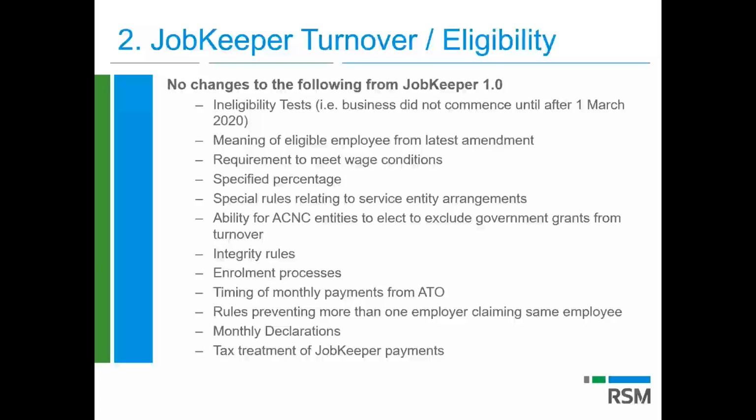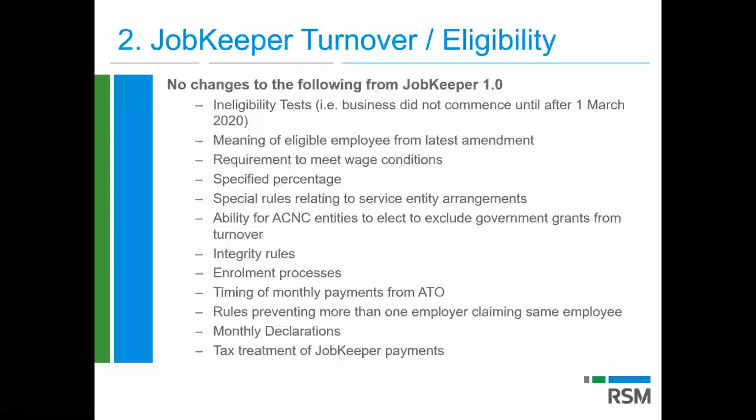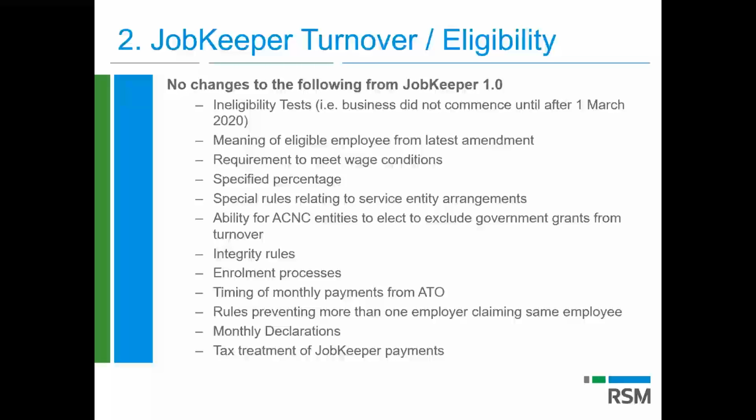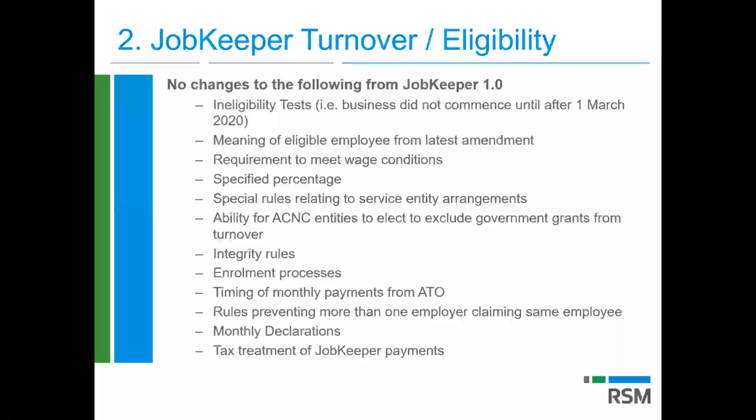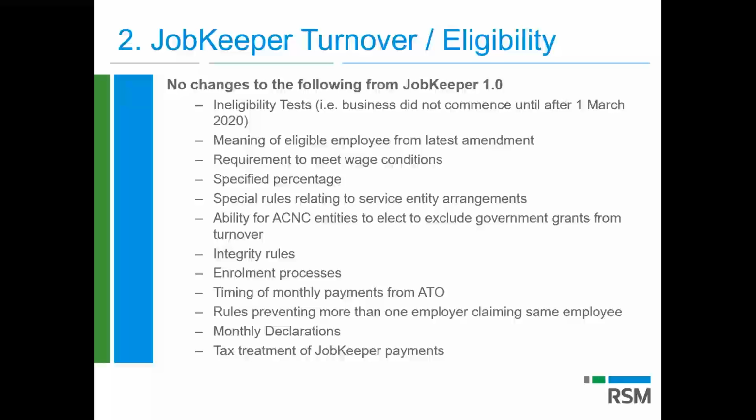The integrity rules are still there, as are the enrolment processes. Payments will still be made monthly by the ATO on the lodgement of the monthly declarations, and there are also rules preventing more than one employer claiming with respect to the same employee. Also, the same rules regarding the tax treatment of JobKeeper payments are still in place. The Commissioner has made a number of alternative tests for entities that may not satisfy that basic decline in turnover or actual decline in turnover test, and Belinda will take us through those now.